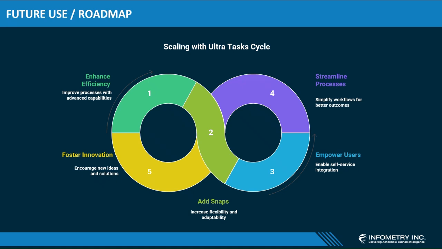Finally, fostering innovation. We plan to encourage teams to explore new ideas, build smarter automations, and use SnapLogic in a creative way to solve business challenges. So overall, this roadmap helps us scale, stay efficient, and get the maximum value out of SnapLogic.